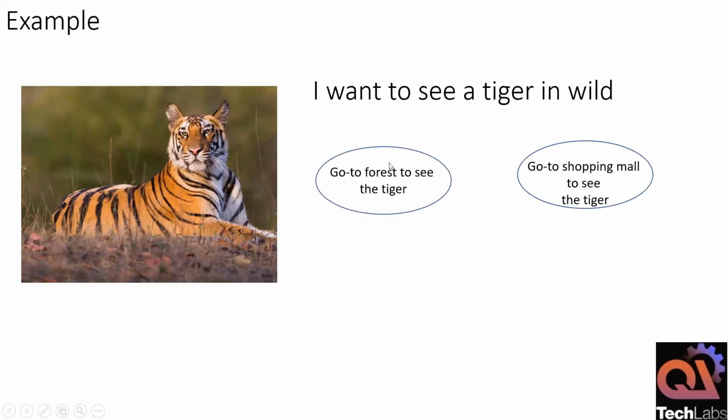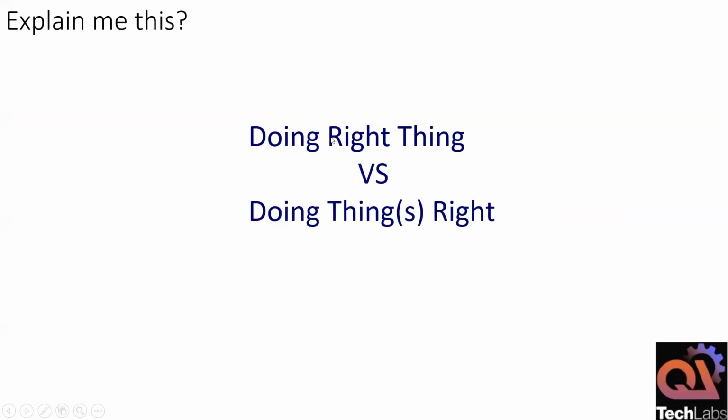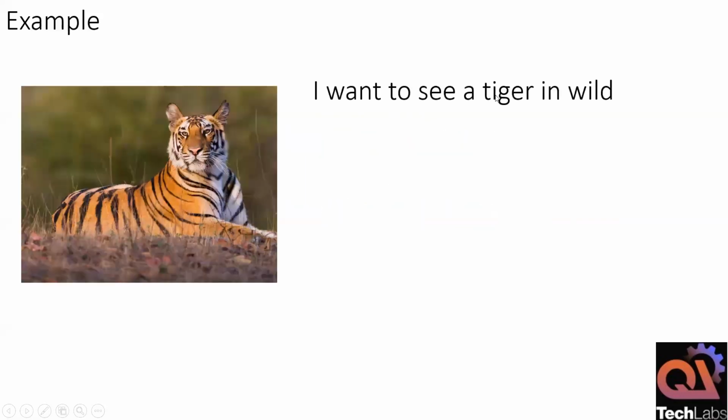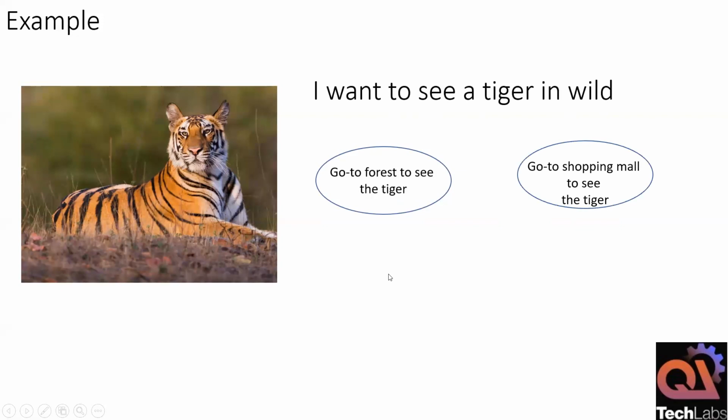Okay, now you identify this right thing and then you go to a park to see the tiger. That is one combination. You did the right thing, but you did not do things right. You found the right thing to do. Clear to everybody? See, this will confuse you. Doing the right thing: I want to see a tiger in the wild is to go to the forest. But what are you doing? You are going to a park. So you identified what needs to be done and you went to the wrong place. You found the right thing, but you did not do the things right.